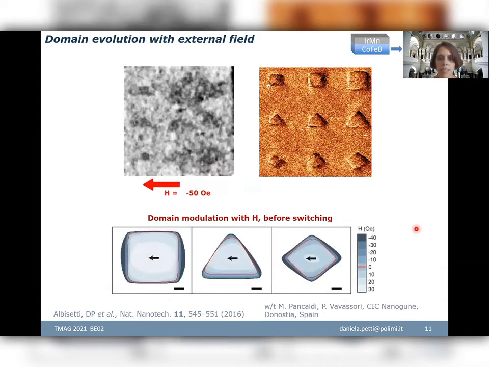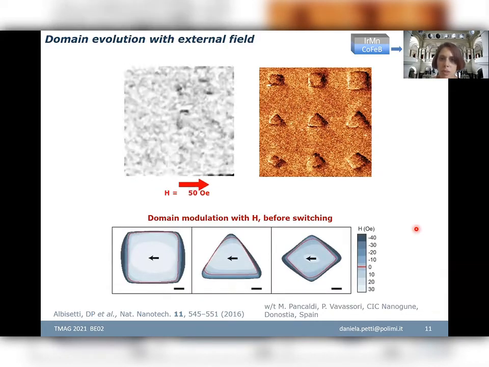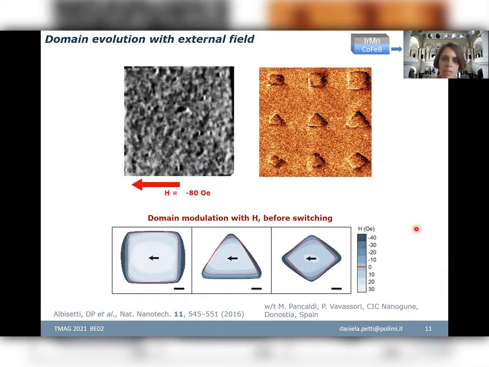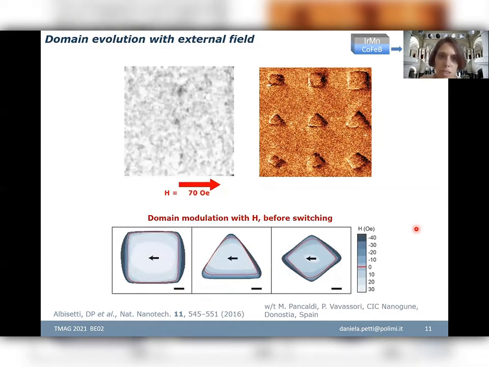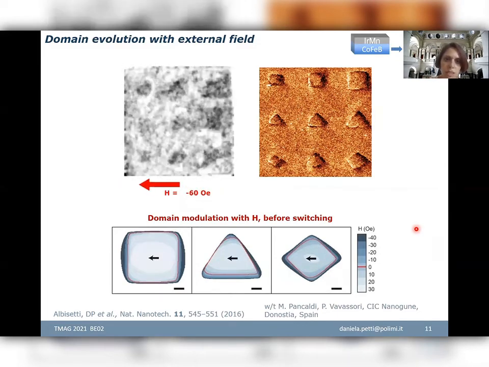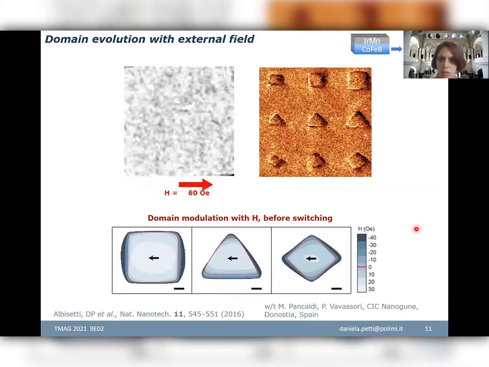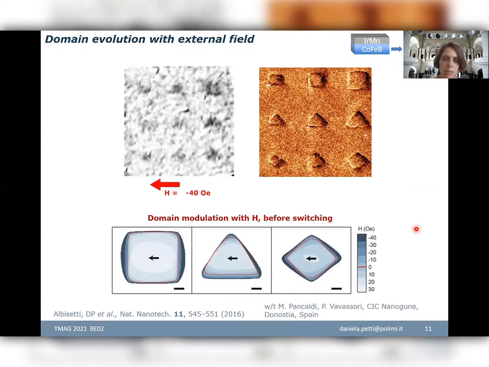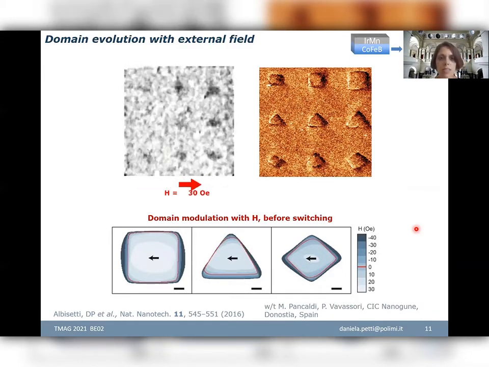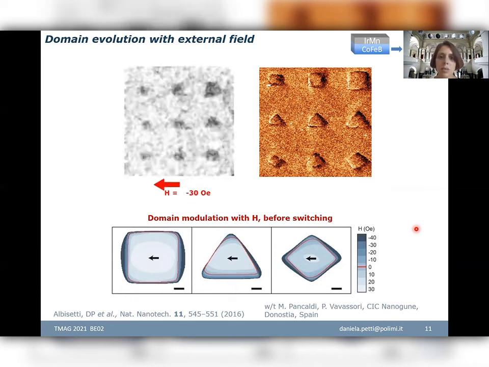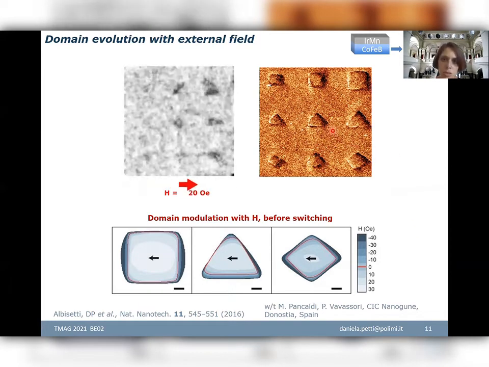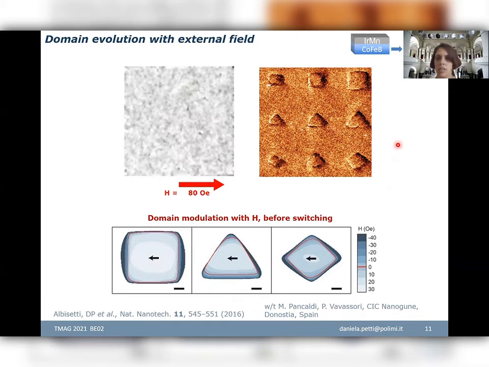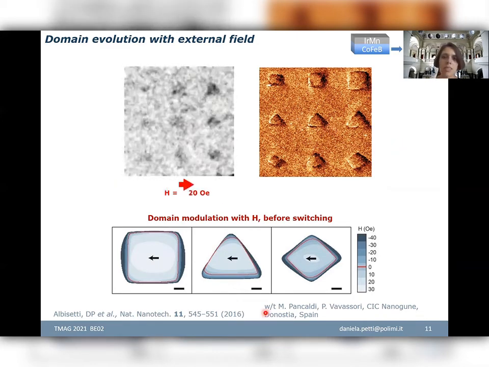These domains that are created, of course, respond to weak fields. So we have the so-called breathing of a domain. Here the domains are reduced or expanded depending on the applied field, but what is important is that at remanence, we always have the same situation, which is the one that is also measured with the MFM.